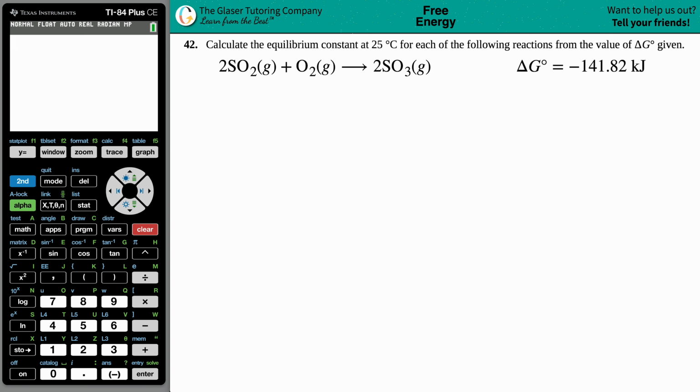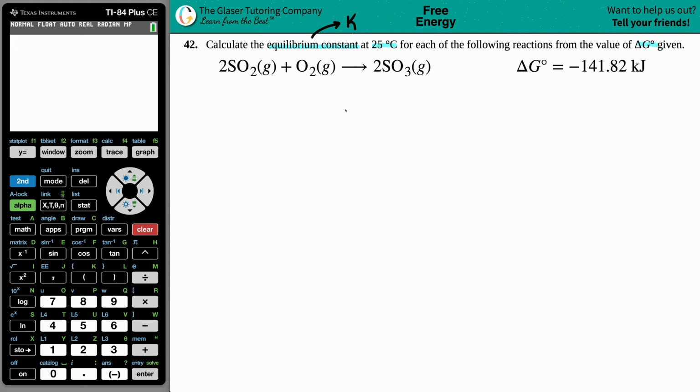42. Calculate the equilibrium constant at 25 degrees Celsius for each of the following reactions from the value of the delta G given. So you have 2 SO2 gas plus O2 gas yields 2 SO3 gas with a delta G value, a Gibbs free energy, of negative 141.82 kilojoules. Now from this information, we have to find out that equilibrium constant.